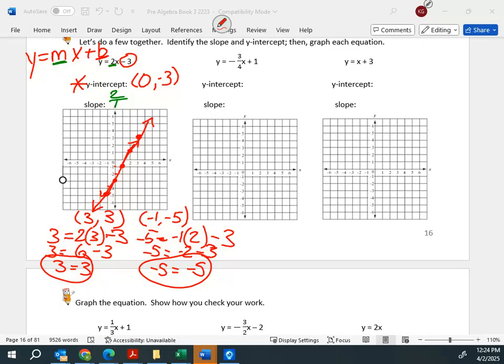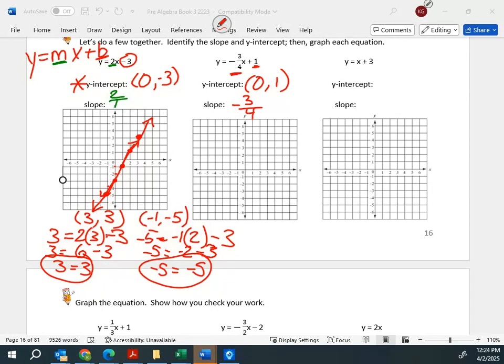We have y equals negative 3/4 x plus 1. What is my y-intercept? Natalie, 0, 1. We know that the y-intercept is that last number, that b, so it would be 0, 1. What is my slope? Christina? M comes before the x, and that is negative 3/4.